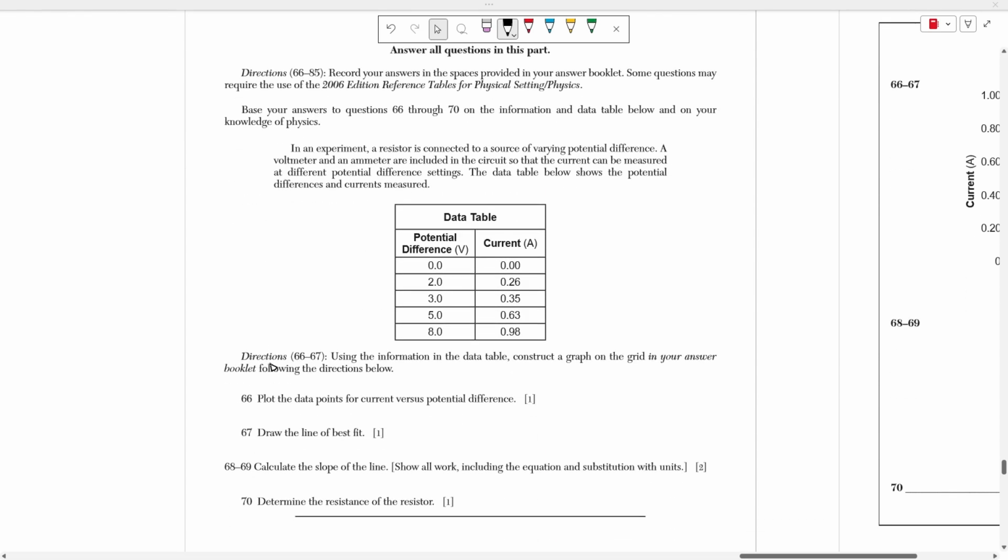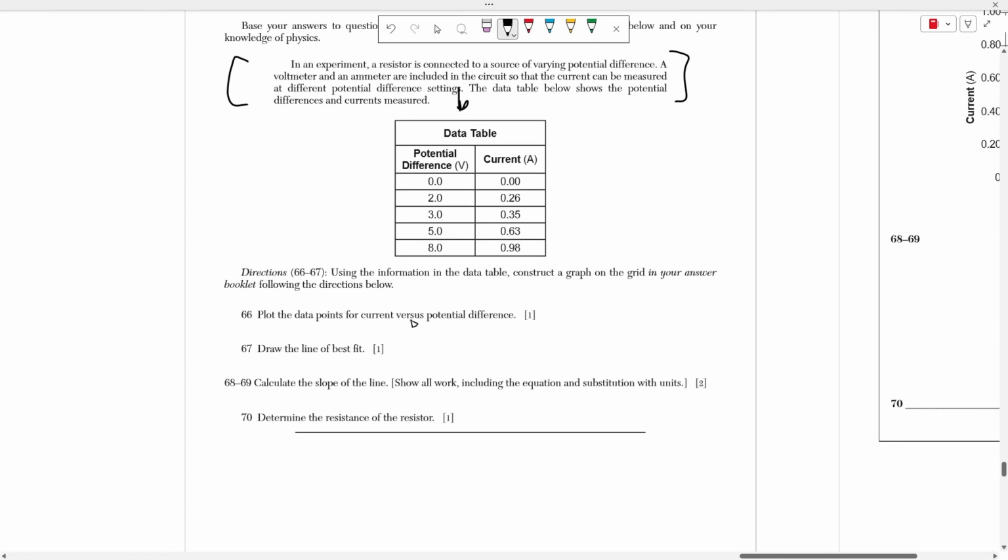That being said, we're going to go ahead and start off with number 66, which asks us to plot the data points for current versus potential difference. So here we have this whole blurb which is saying that students in the experiment measured the current and the voltage at different settings, and they recorded their data in this table below. What the Regents wants you to do is to go ahead and plot these data into a graph.